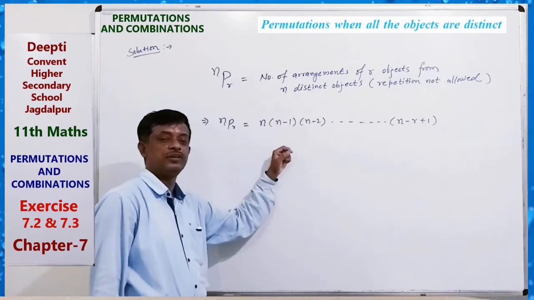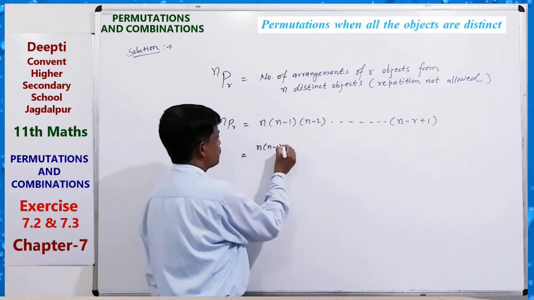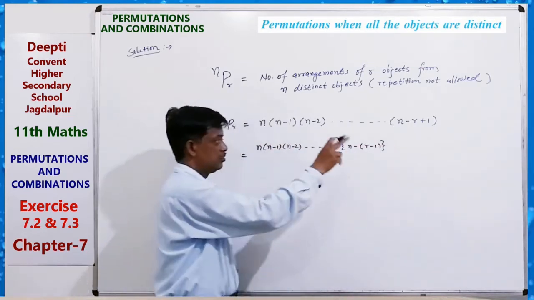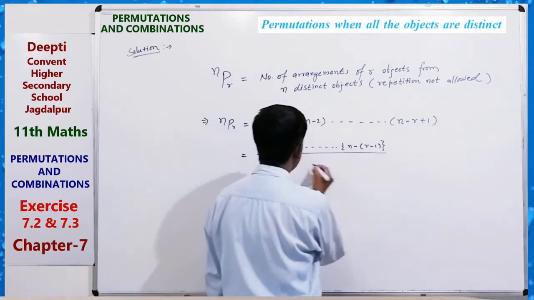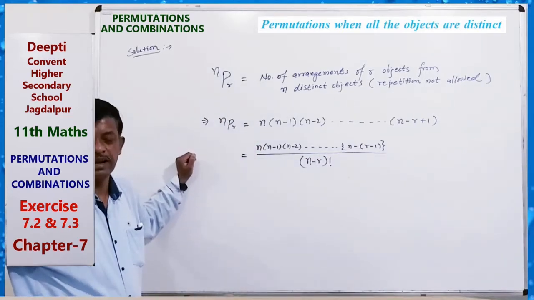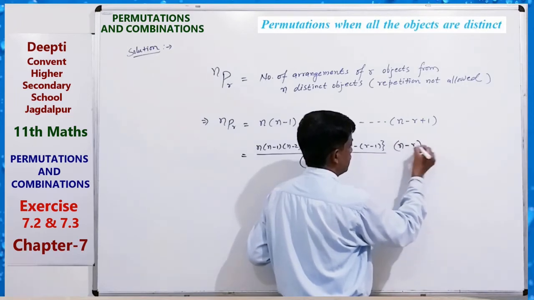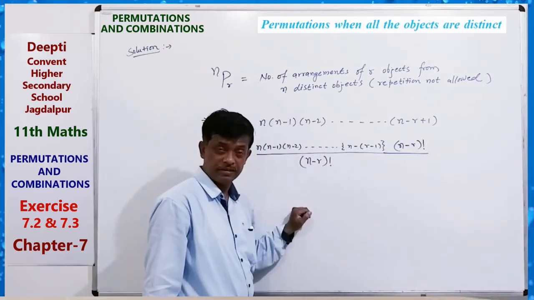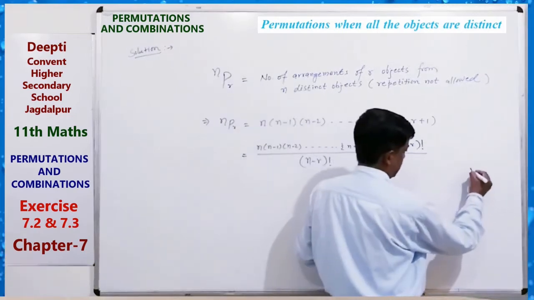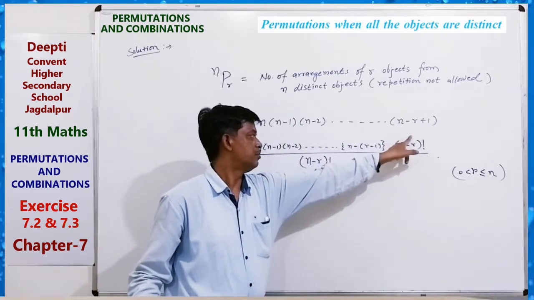We can write this value in terms of factorial. The product n, n minus 1, n minus 2, up to n minus r plus 1 is the total value. If we divide it by n minus r factorial, which means divide it and multiply it, where r is less than or equal to n, we multiply in numerator and denominator.